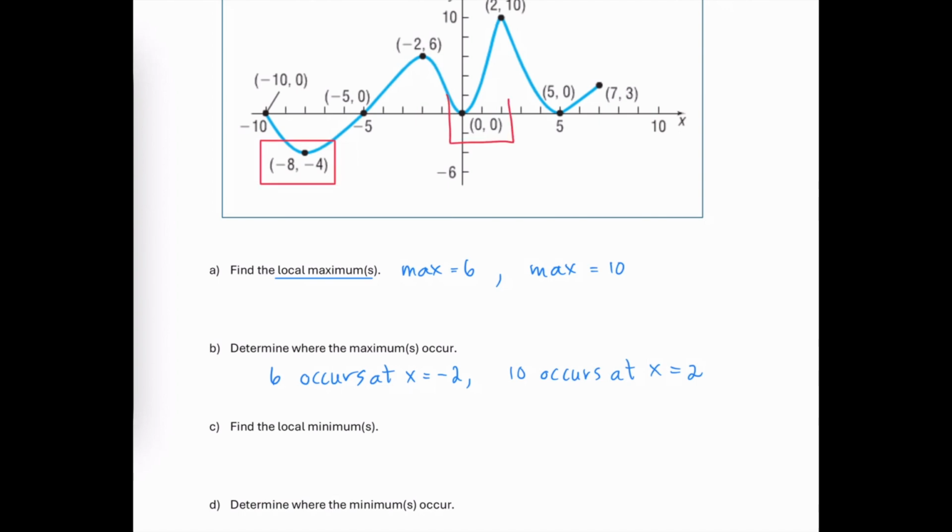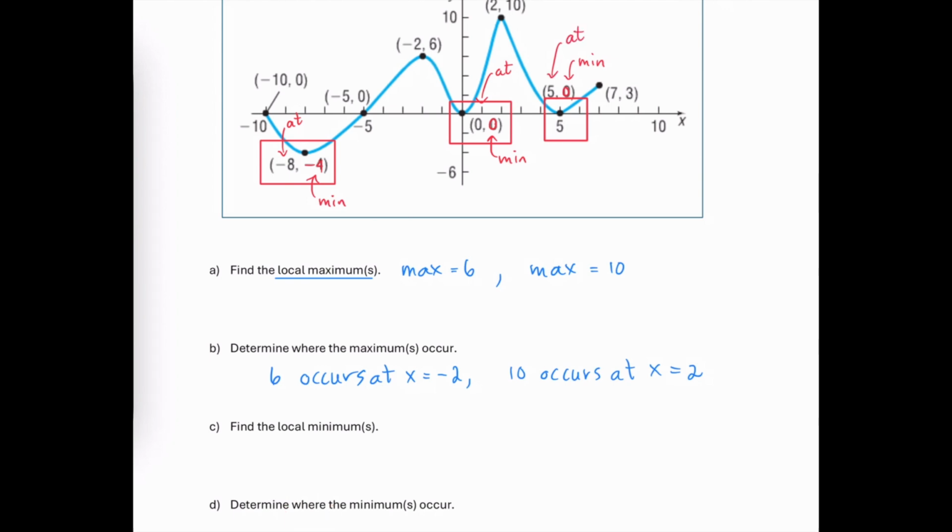We see we have several valleys occurring, several dips occurring on the graph. When we're asked to find the local minimum, the minimum is the smallest y value of each of these ordered pairs. The low y value is the minimum. And then for part D, when we're asked to find where do those minimums occur, that question is answered with an x-coordinate. This minimum occurs at x is equal to -8. This minimum occurs at x is equal to 0, and this minimum occurs at x is equal to 5.